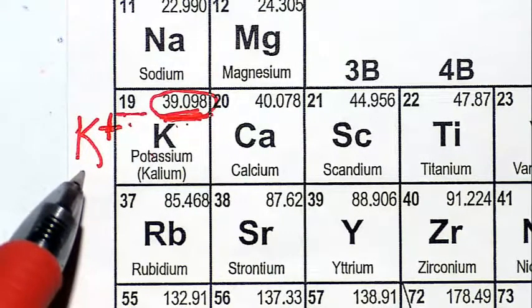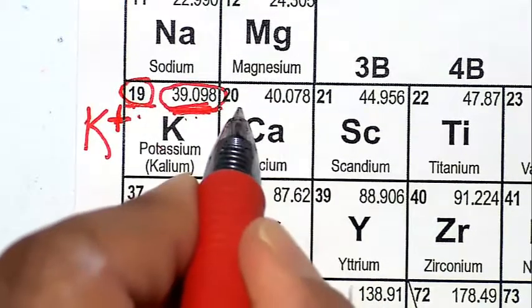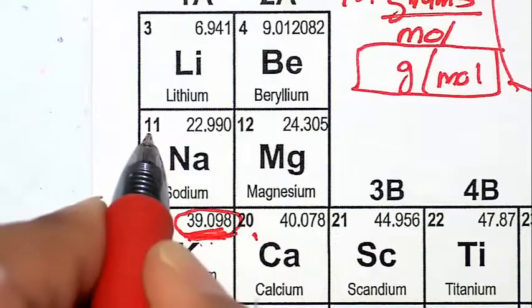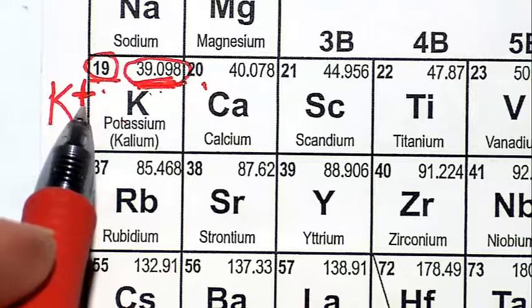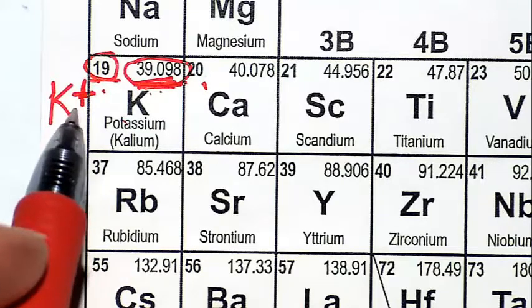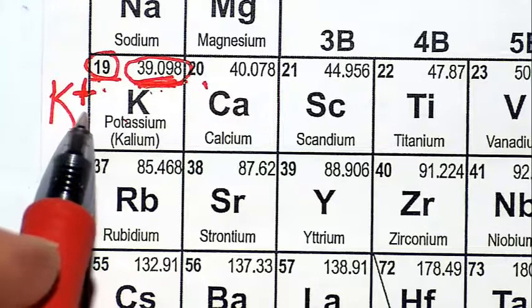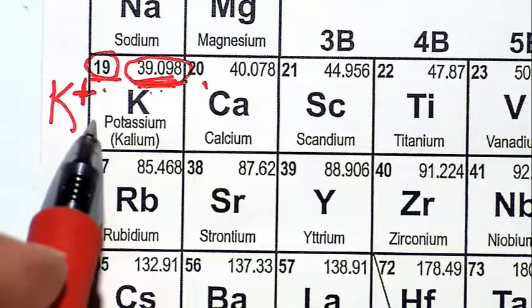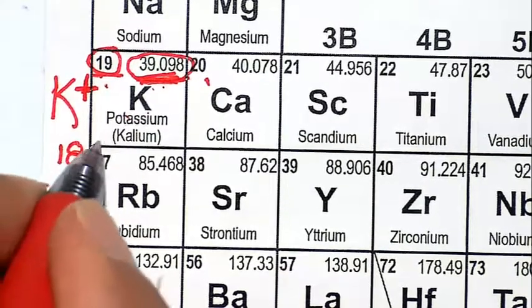How many protons does it have? 19, because it can't have 20 protons, that's calcium. It can't have 11 protons, that's sodium. It's still going to be 19 protons. The minute I added that ion and gave it that plus charge, I have changed the number of electrons, and this is a critical point. So how many electrons does the potassium ion have? Okay, the answer is 18 electrons.